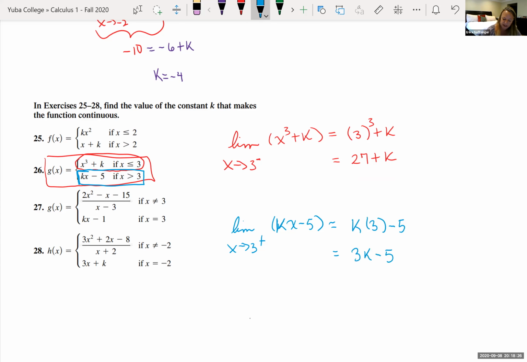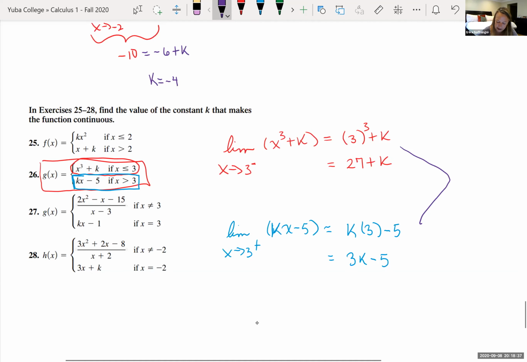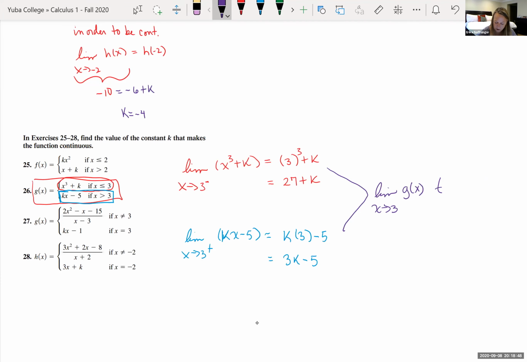So in order for the limit to exist, these would have to be the same. And we're trying to make it continuous, so the limit has to exist. So we know for the limit as x is approaching 3, our function g of x has to exist. And then we know that this 27 plus k must equal this 3k minus 5.